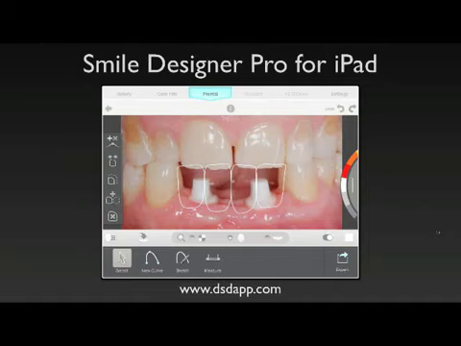I utilized a piece of software called Smile Designer Pro, and it's an iPad software. It's really neat to treatment plan and have the patient involved in the planning.